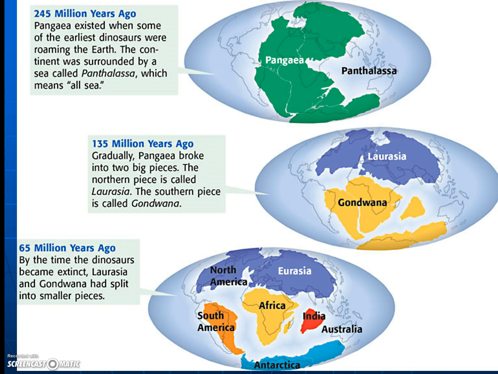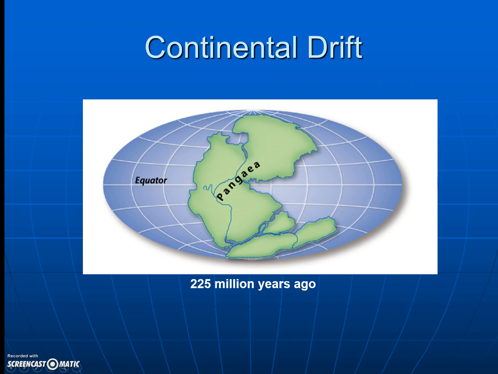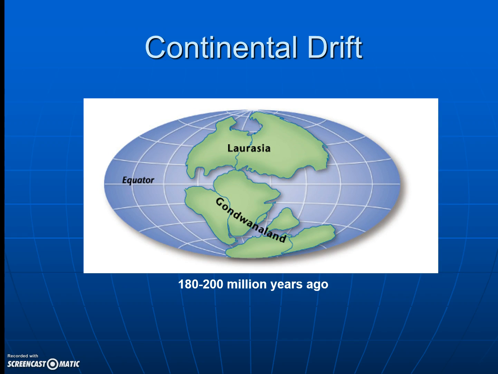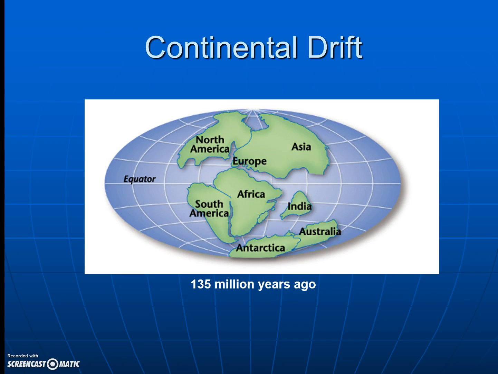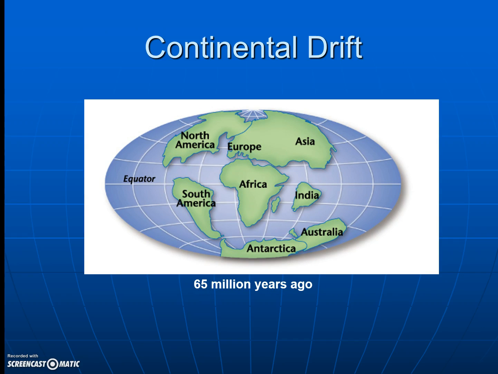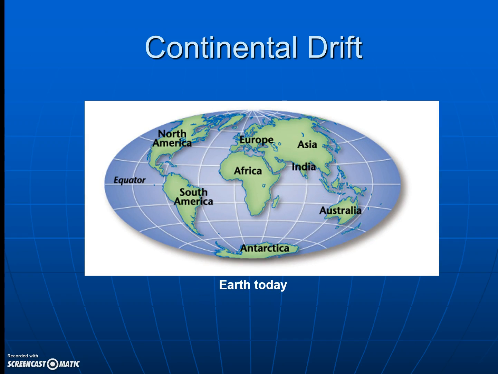All right, so this is what he thought it would look like 245 million years ago, and then 135 million years ago, and then 65 million years ago, and of course what we have today. So this is what Pangea kind of looked like. And you can see all those continents kind of fitting together. That was 225 million years ago, then 180 to 200 million years ago, then 135 million years ago, 65 million years ago, and of course Earth today.